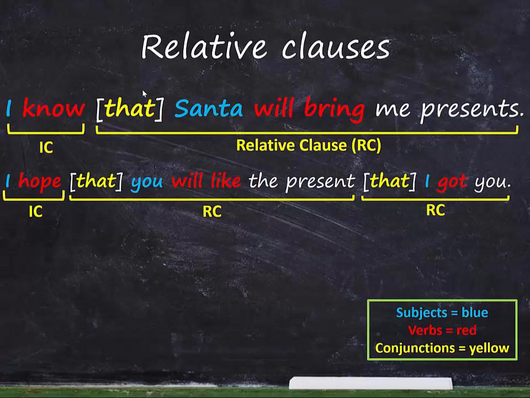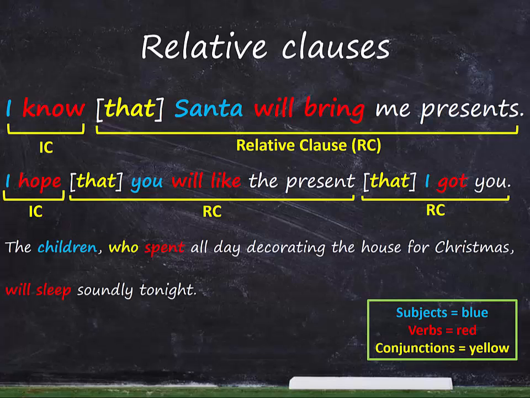What about this? The children who spent all day decorating the house for Christmas will sleep soundly tonight. Notice the relative pronoun who? Remember that we said the relative pronoun can act like the subject of the clause. That's the case here. It's a relative pronoun still. It still acts sort of like a conjunction, but at the same time, it's the subject. Who spent? That's why I underlined it in blue, because we always put our subjects in blue.